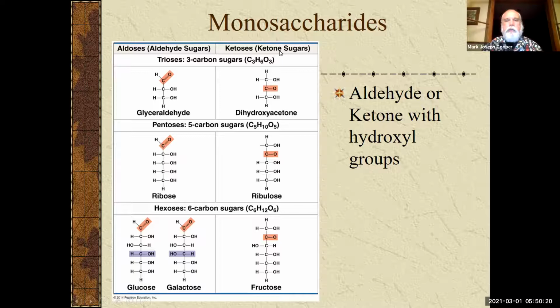And then over here on the ketone sugars, what you're noticing is you have a C double bonded O in the middle. And that would be the ketone sugars like ribulose here. So definitely want you to know those. And then again, they have what they call the hydroxyl group.